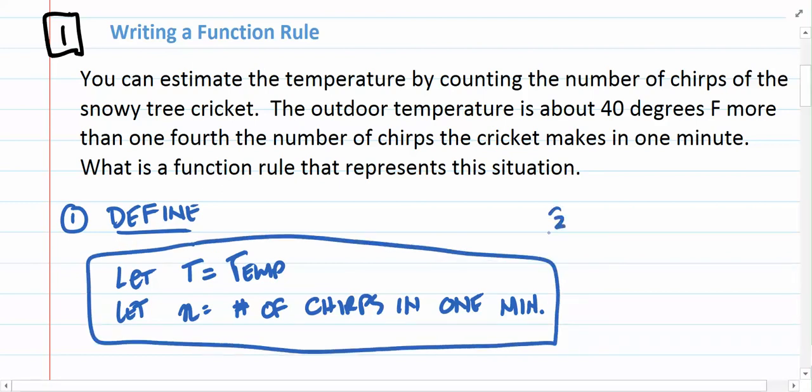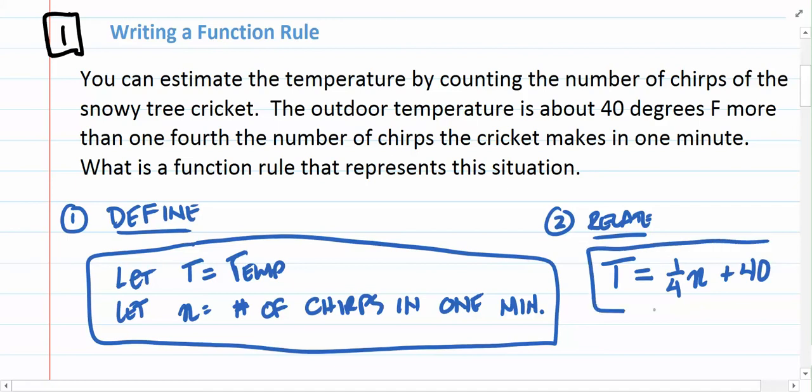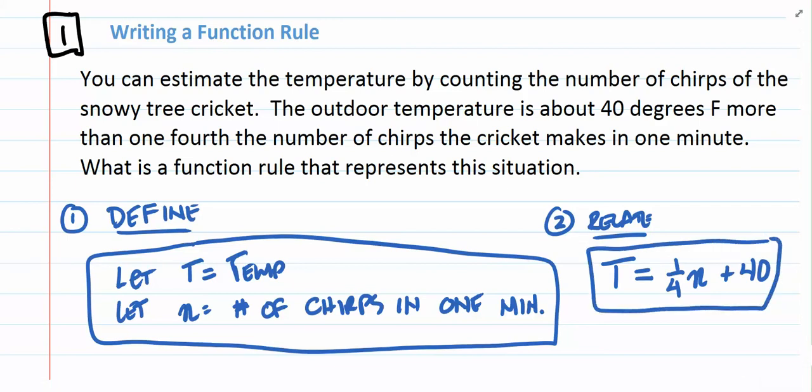The second thing that you do is you need to relate your variables to what you know. I know that the temperature outside, which we're calling T, is equal to 40 degrees more than 1/4 the number of chirps. So if I take 1/4 the number of chirps and then I add 40 degrees, then I have related N, which is my variable for number of chirps, to T, which is the temperature outside, and I have come up with a function rule. Remember, a function rule is just an equation that relates the two variables that you've defined in the problem.